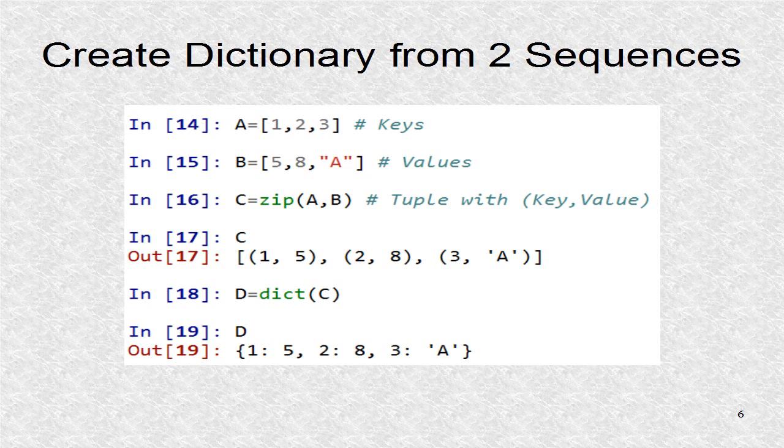6. We can create a dictionary from 2 sequences. Here we have 2 lists, A and B. The variables in A will be our keys, and the variables in B will be our values. This is done with the zip function. It creates a list of index, value tuples. Finally, if this list is operated on by the dict function, the dictionary is created.